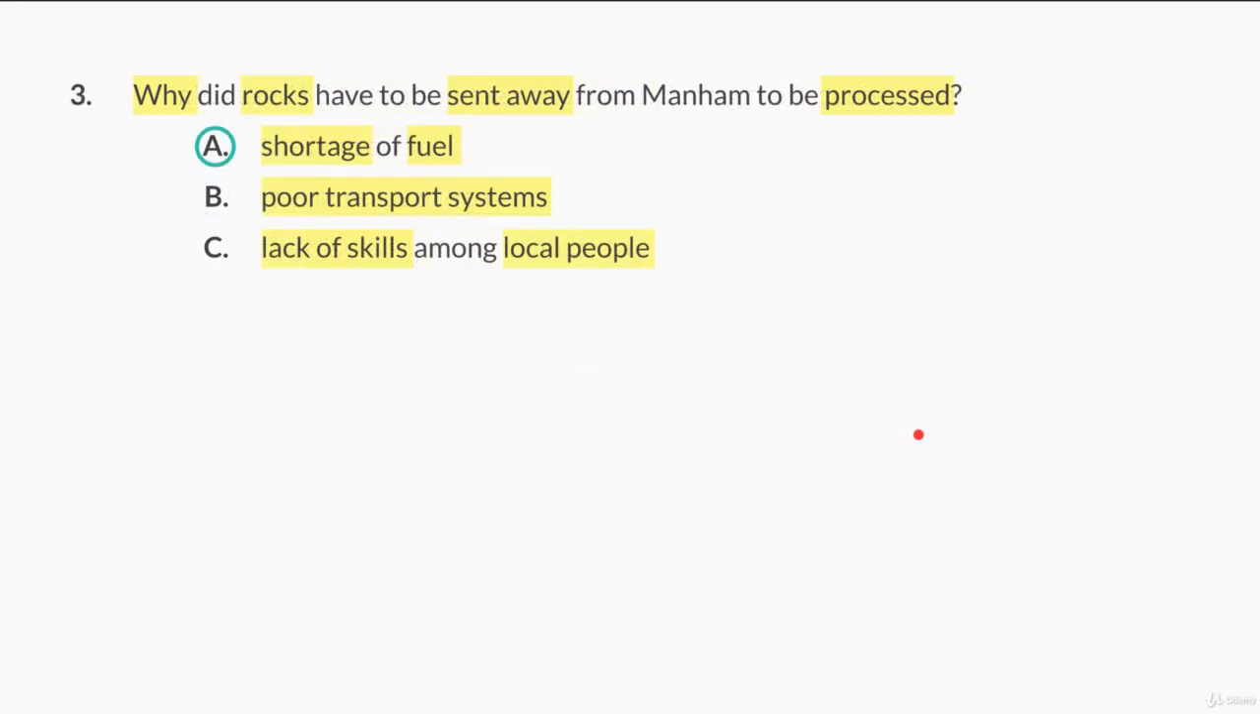Let's move on to question number 3. And this is our final question. And answer choice A was the correct answer choice here. Why did rocks have to be sent away from Mannheim to be processed? The answer was because there was a shortage of fuel.